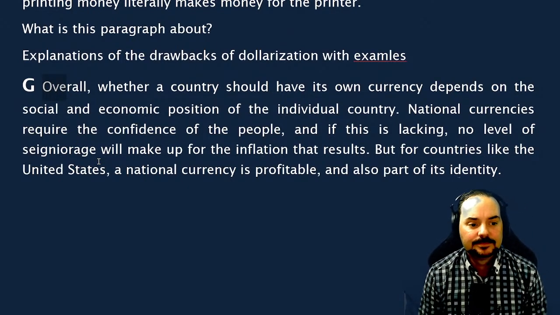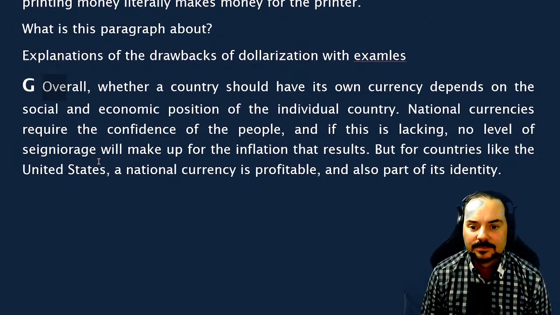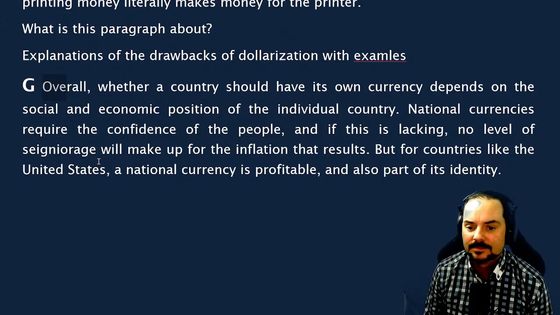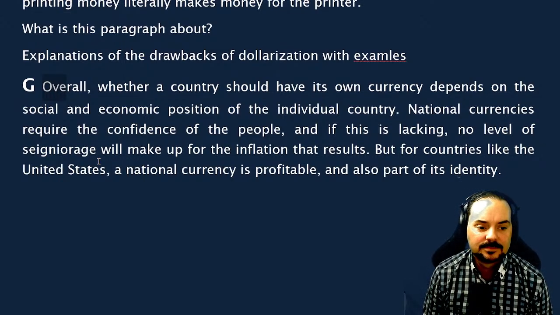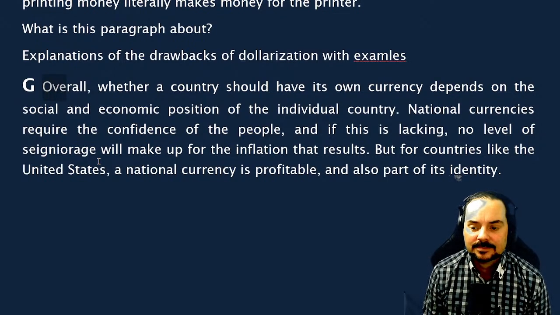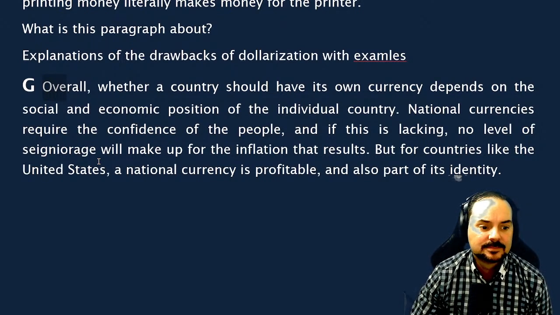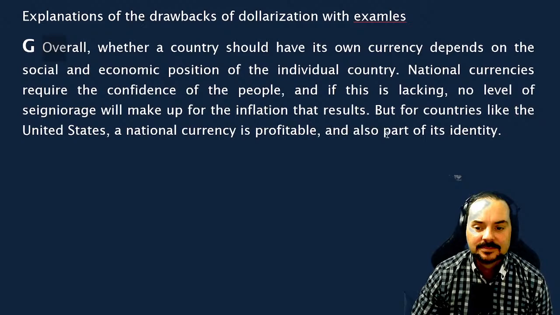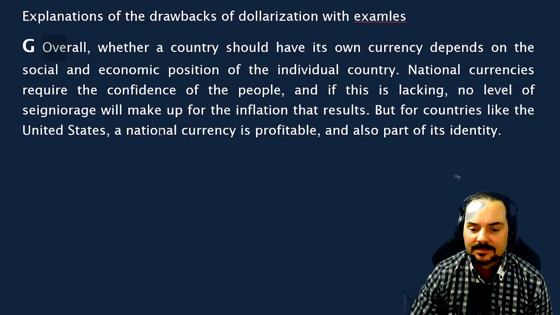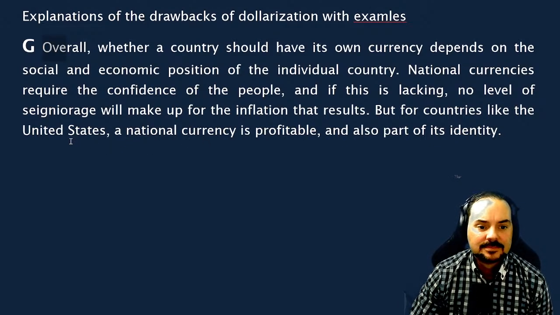Overall, whether the country should have its own currency depends on the social and economic position of the individual country. National currencies require the confidence of the people, and if it's lacking, no level of signage will make up for the inflation that results. But for countries like the United States, a national currency is profitable and also part of its identity.